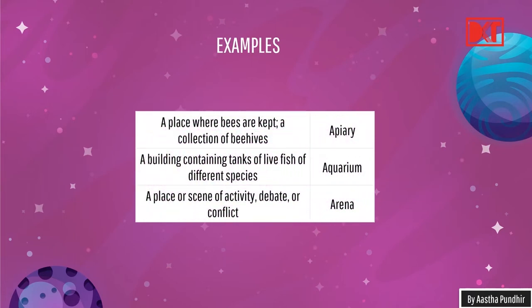Okay, here we have a place where bees are kept, a collection of beehives, apiary. Then a building containing tanks of live fish of different species, aquarium. A place, a scene of activity, debate, or conflict could be called an arena. Alright, this is again, see apiary, aquarium, these all are nouns that we are substituting these group of words or sentences with. Alright. So that's the job of one word substitution. We replace a group of words, a sentence with another word and there is no ambiguity or confusion created. Which means this group of words and this word, both of them have the same meaning. All right.